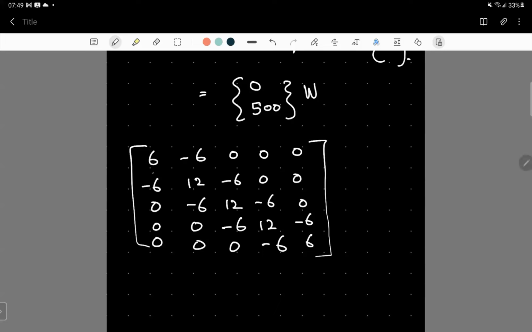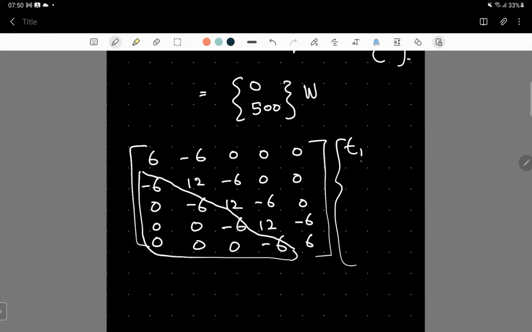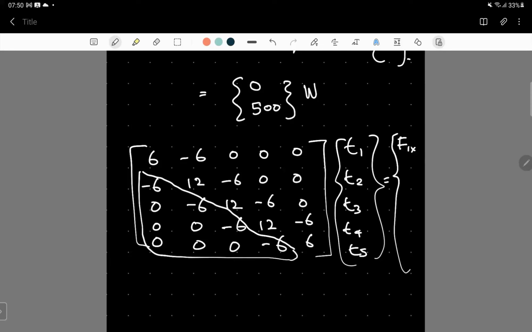Of course, this part is symmetric, and the corresponding temperatures, we know T1 to T5, and the respective force matrices, where F1, the force at 1, let's denote it as F1x because it is exposed to a constant heat flux. Second term 0, there are no internal heat fluxes, and the last term we know it, so to say, the 500 watt value which we just obtained from the previous equation.